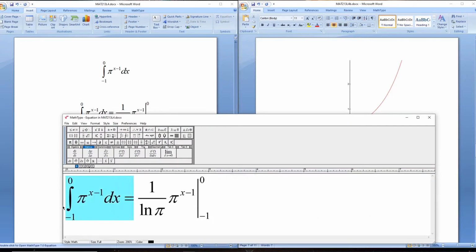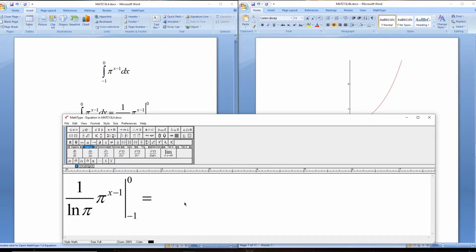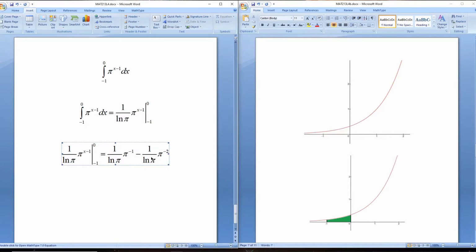So now we'll do the second step, which is the fundamental theorem of calculus. We're going to take our antiderivative and plug 0 into it. So plugging 0 in here means we just have pi to the minus 1. And then we subtract off plugging in the lower limit. So the lower limit here is minus 1, so we'll plug in minus 1 for x. So minus 1 and minus 1 will get us a minus 2. And that is our answer.